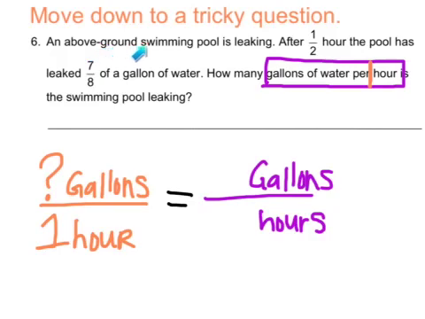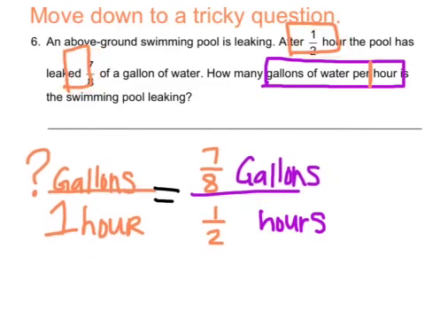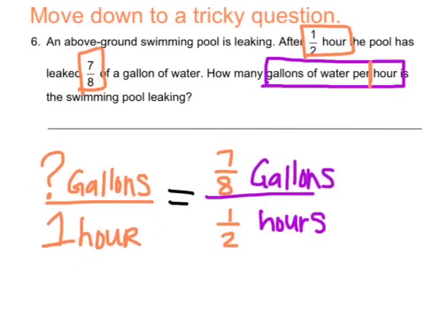An above-ground swimming pool is leaking half an hour. Now I know what number goes beside hour. The pool has leaked 7/8 of a gallon. Now I know what number goes beside a gallon. 7/8. We just got finished doing these types of questions. Some of you were also really good at this.